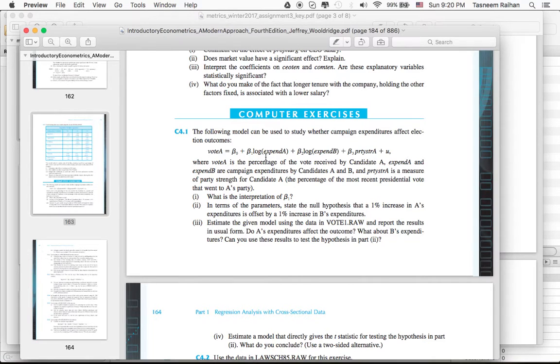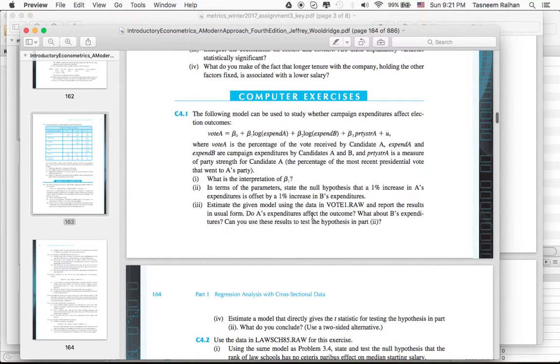The first one is expenditure by candidate A in logarithmic form. Similarly, we have expenditures by candidate B, again in logarithm. And the third variable that we have is party strength of candidate A. So it's a measure of party strength for candidate A, and it's basically given by the percentage of the most recent presidential vote that went to A's party before.